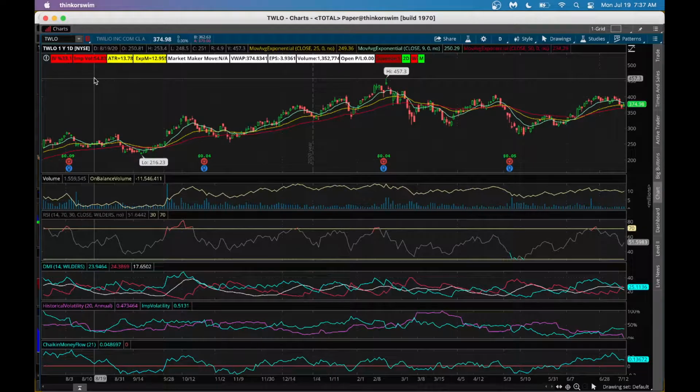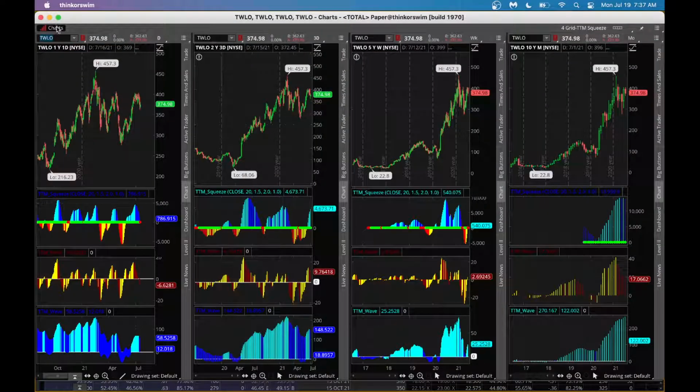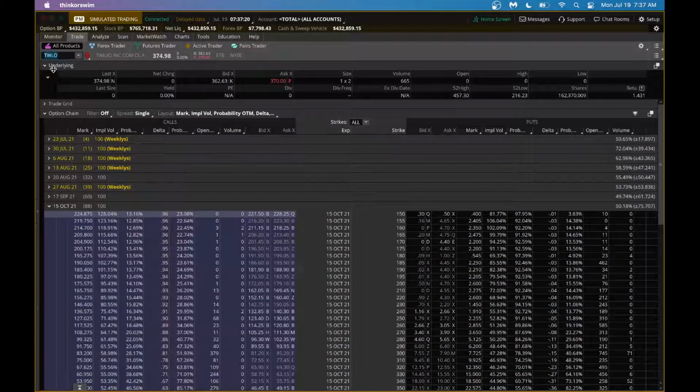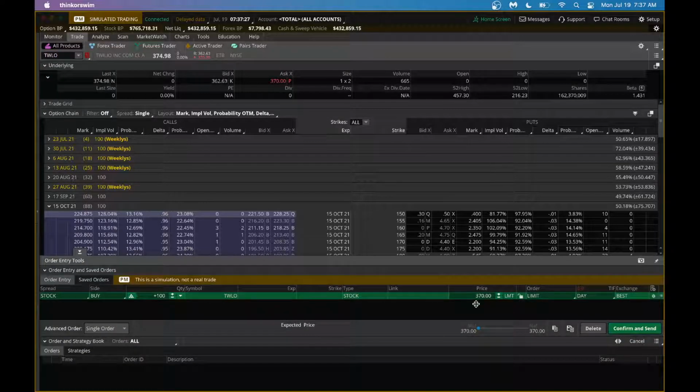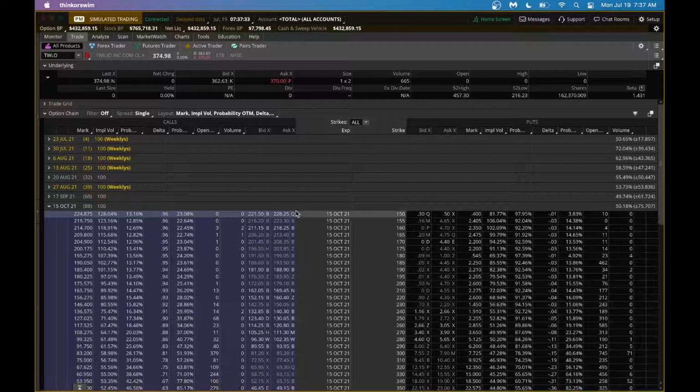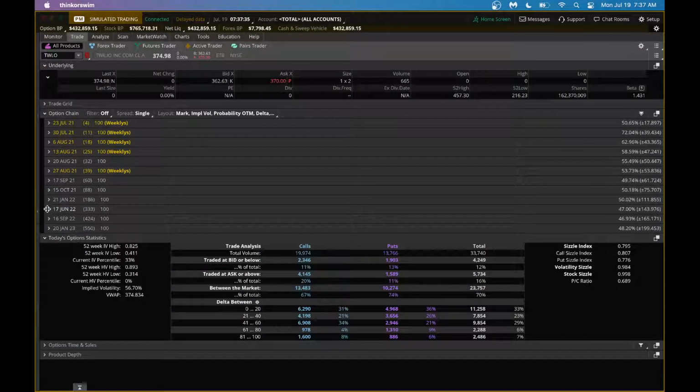With that, let's look at the option chain and see what we can do. Twilio is at $374. If you want to buy the stock outright, you could just click on this and buy it at $370. That's one way to play. But if you want to play the options game, I would say you could go 186 days or 88 days out.